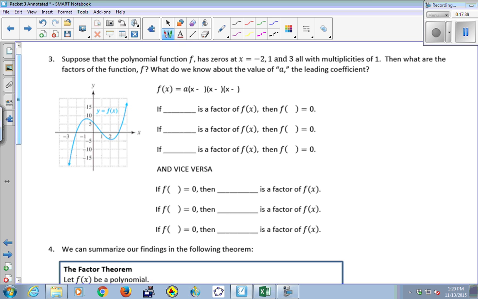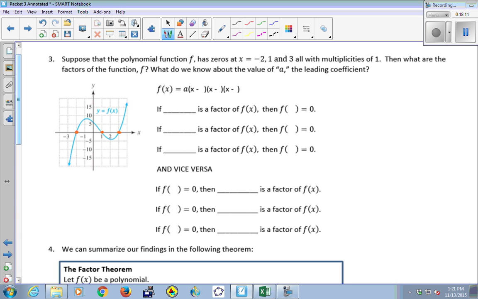Okay, so here I've got a picture of a polynomial function f. You can see it has zeros at x equals negative 2. Right here, it crosses the x-axis at negative 2, 1, and 3. So real zeros are just another word for x-intercepts. So we've got x-intercepts at negative 2, 1, and 3. They all have multiplicity of 1. How can you tell? They go through the axis, and they kind of look like a line. They don't flatten out as they go through.